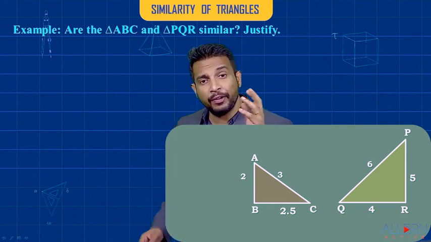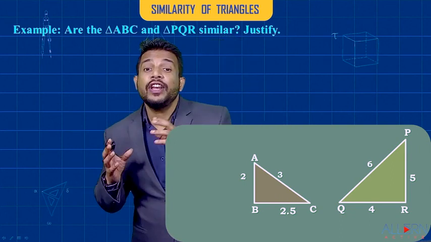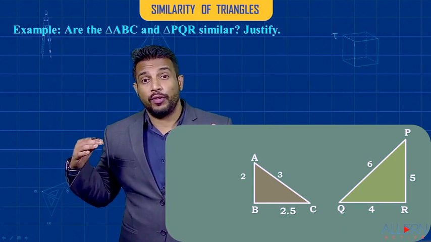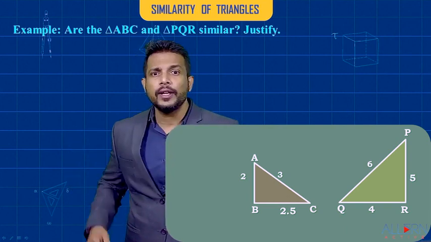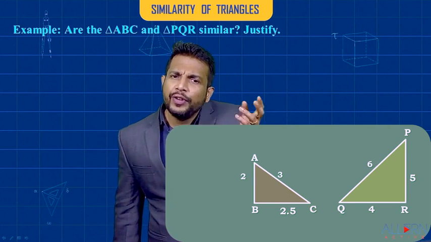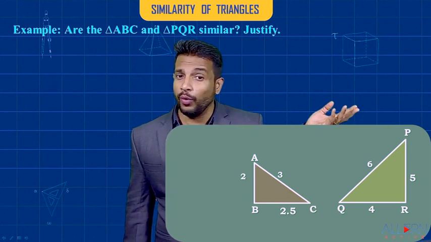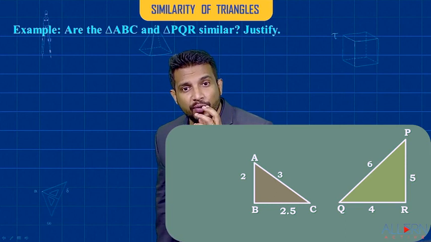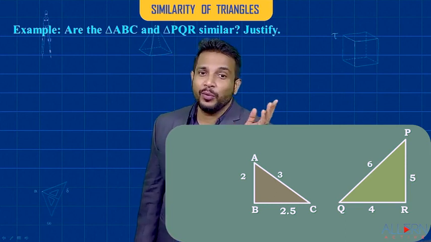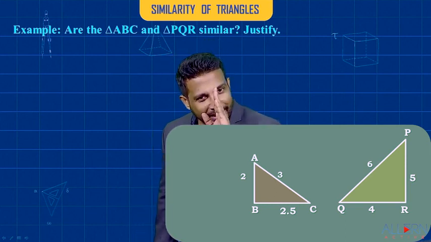of similarity, right? But for the SSS test of similarity, we need to find the ratios of the corresponding sides, 3 ratios, right? How do we decide which side is corresponding to which side? We don't know. How do we do that? How do we take the ratio now, right? Now, we cannot do trial work, right? So how do we do that? I'll give you a trick on that.